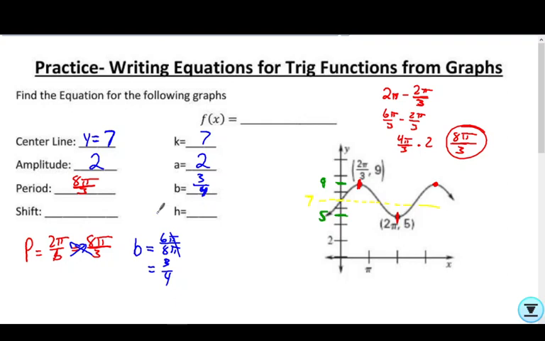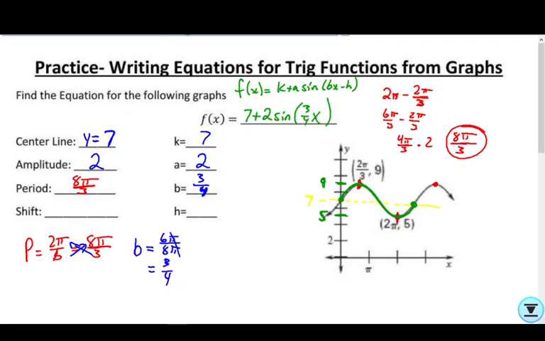Now, at this point, I have to figure out, am I going to use sine or am I going to use cosine? So if I use sine, my sine wave is going to start here and end here. So that will be sine. And that would be the one I would use because that means I have no shift. So if I'm doing sine, f of x equals k plus a sine of bx minus h. That means my equation is going to be k, my center line, plus 2, which is my amplitude, sine of 3/4 x, and no h.